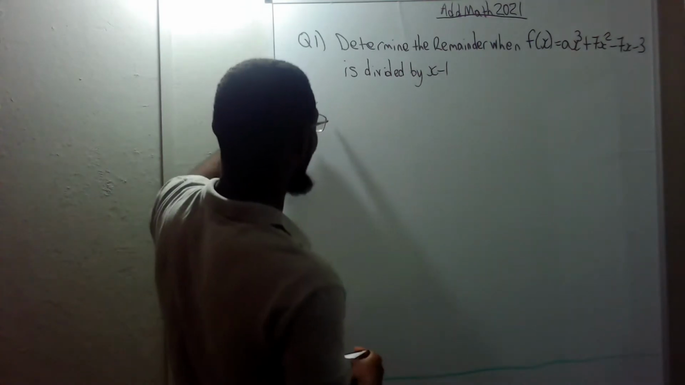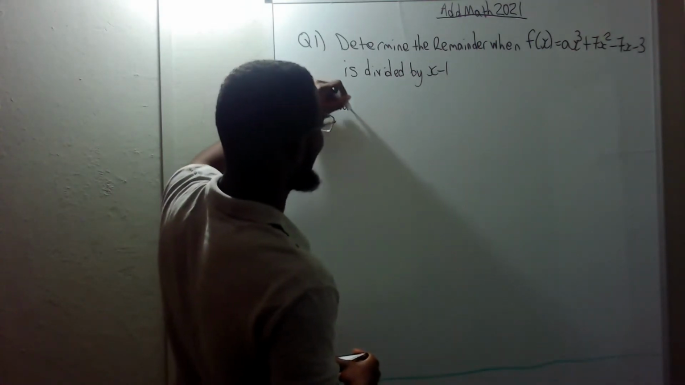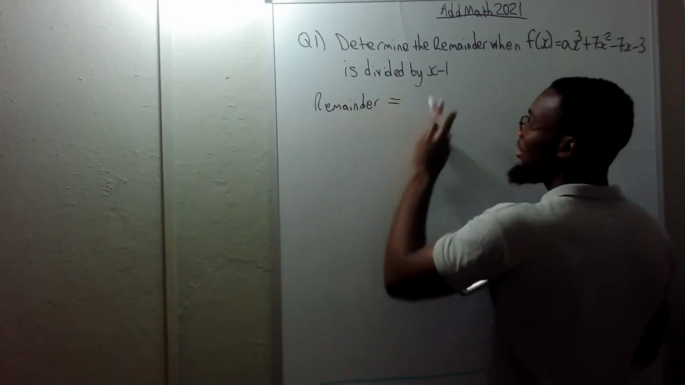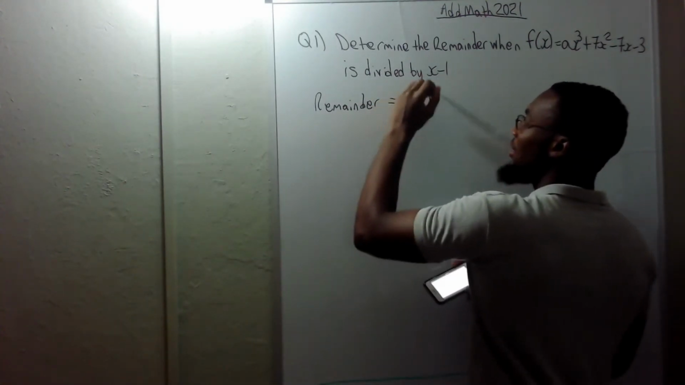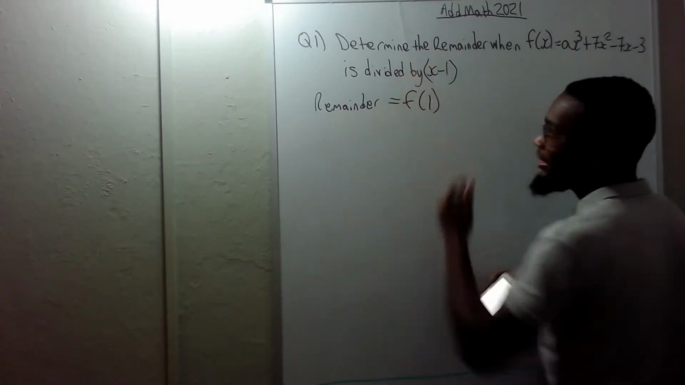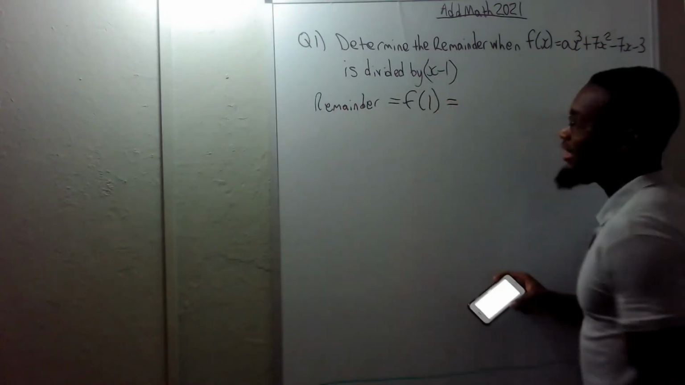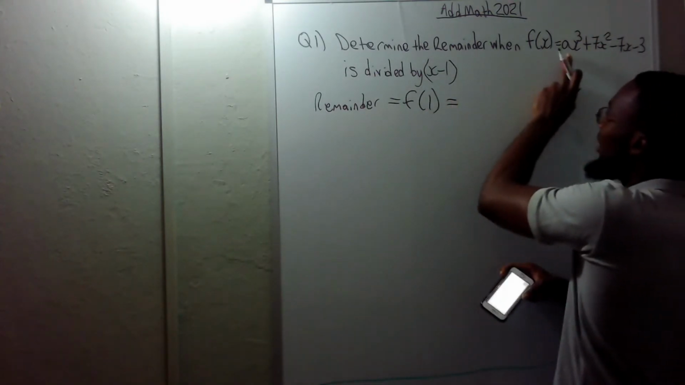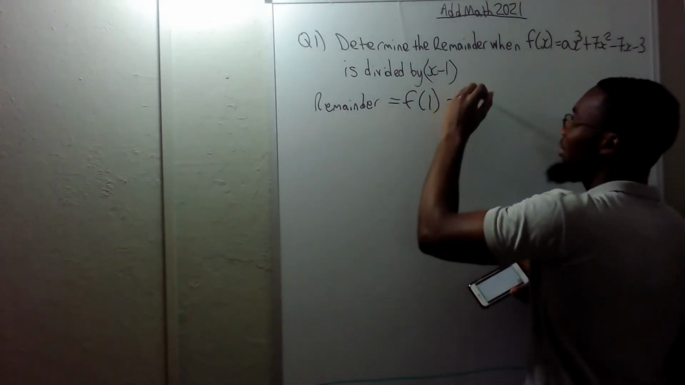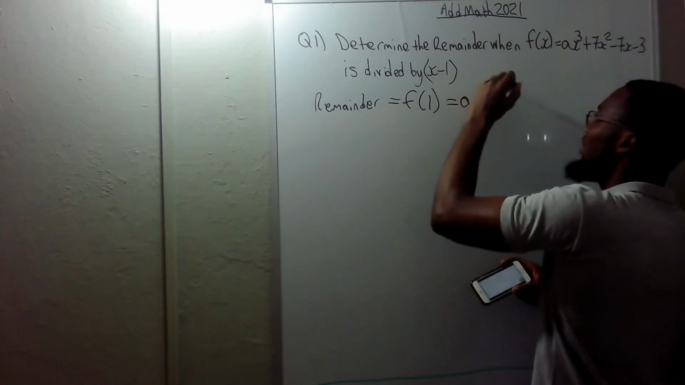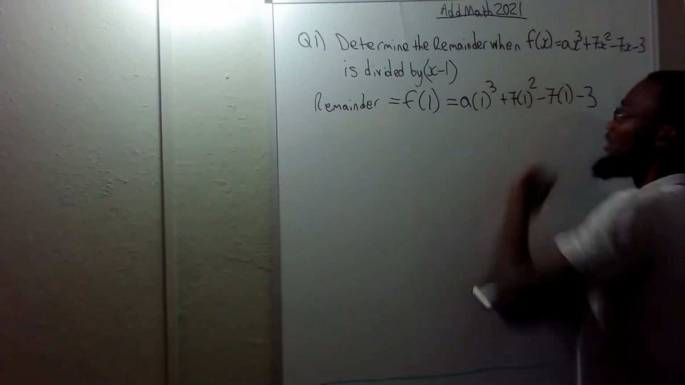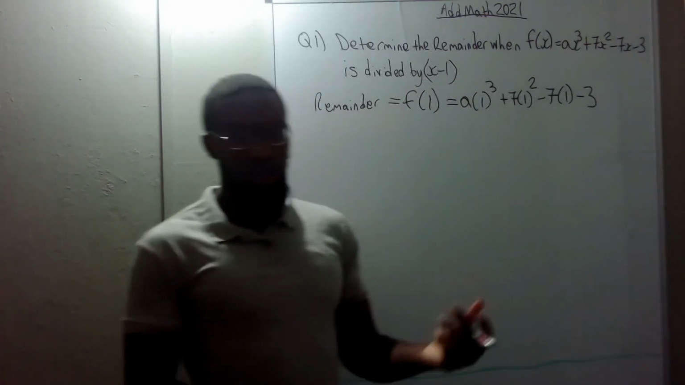So what we're going to do is just say the remainder is equal to f of 1, because this is divided by x minus 1. So f of 1 is equal to, we substitute 1 into the cubic function. Plug in 1 up here: a times 1 cubed plus 7 times 1 squared. So all we did was input 1 into the cubic function.